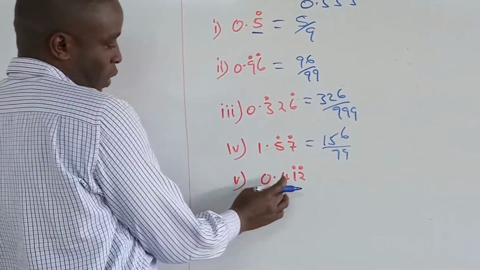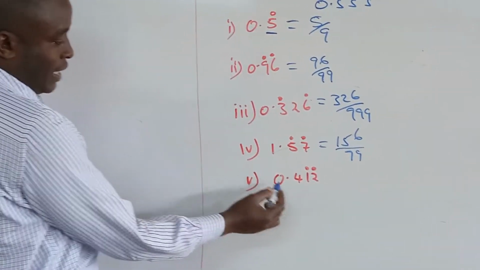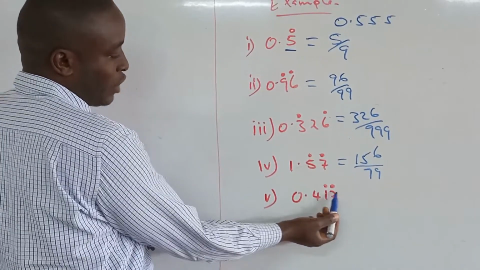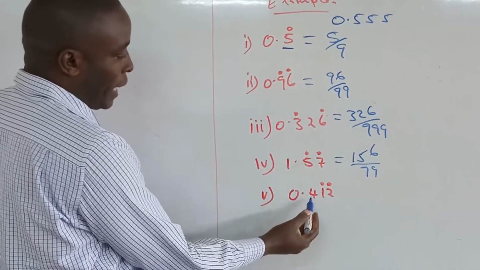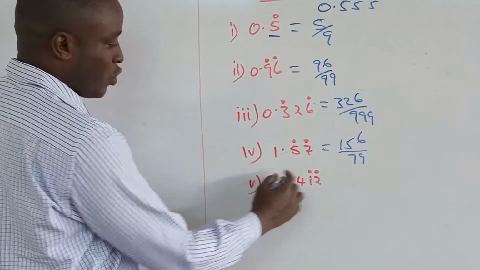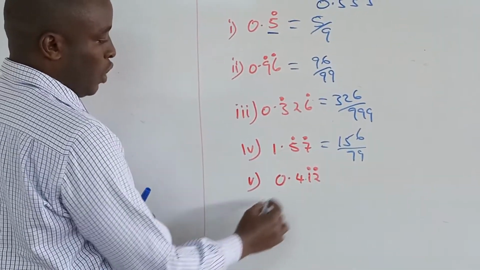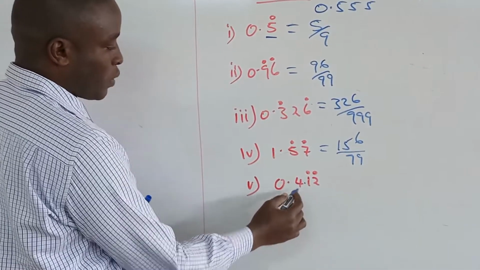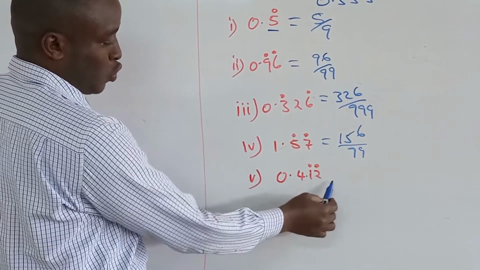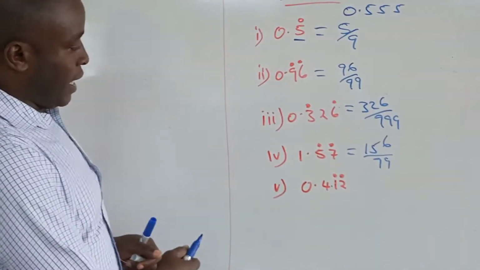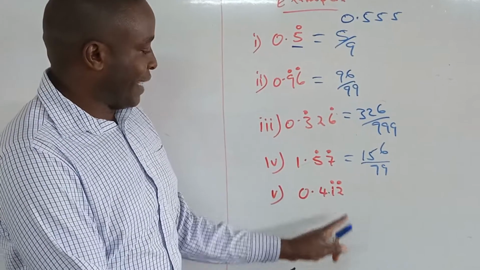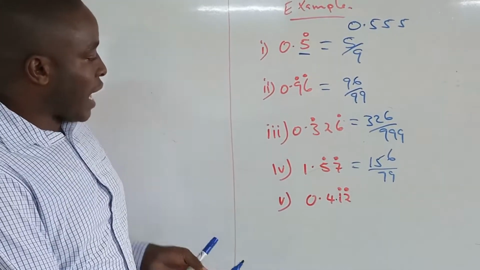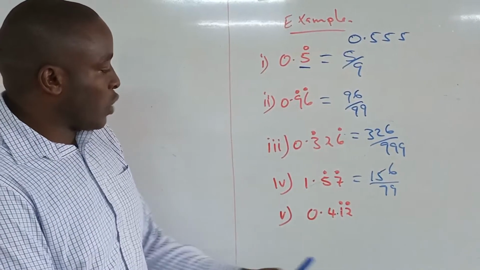When we have this one, it's also another case. It is 0.412. Remember, it is 1, 2 that is recurring. So for you to have 1, 2, we move one step, so we shall have 4.12. That is when we have multiplied by 10. And then we need another 1, 2, so that we subtract the 2.